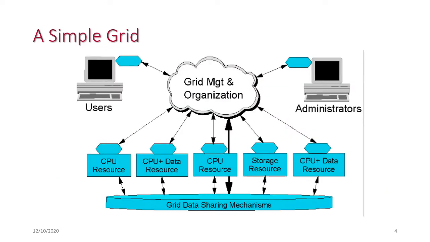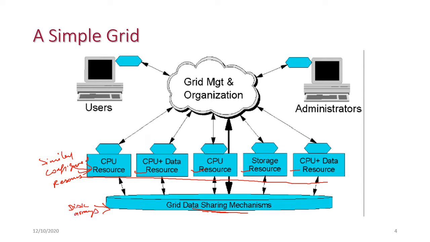And this is the very simple diagram for this simple grid. Here we have different computing resources, and these resources are normally similarly configured resources. We have a variety of resources, and there is a data sharing mechanism, and this data sharing mechanism will be common for all the resources, and these are normally disk arrays.